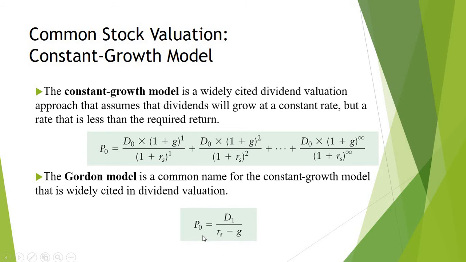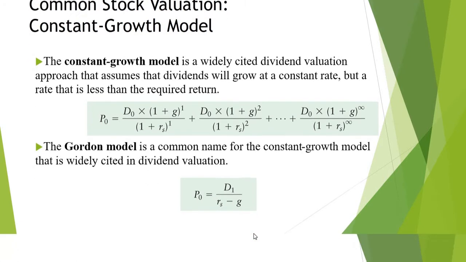P0 indicates the value of the stock. D1 is the next year's dividend payment. D1 is equal to simply D0 times (1 plus g). r indicates the required rate of return and g indicates the growth rate of the dividend payments.